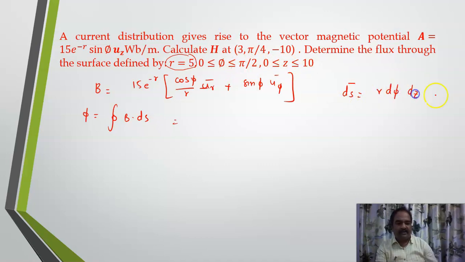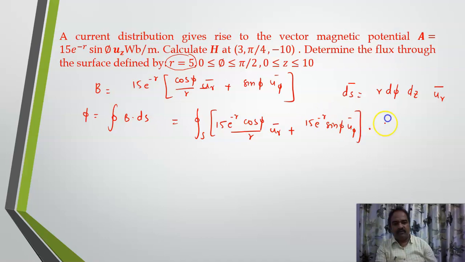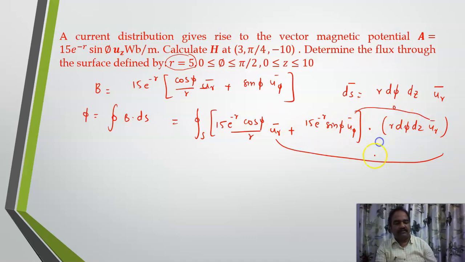So what I'll get is integral of 15 e to the power of minus r cos phi by r ur bar plus 15 e to the power of minus r sin phi u phi, dot r d phi dz ur bar. So ur will get unity, whereas this will become 0, right? This is 0, this is 1. So what I'll get is 15 e to the power of minus r by r. Okay, so r will get cancelled.